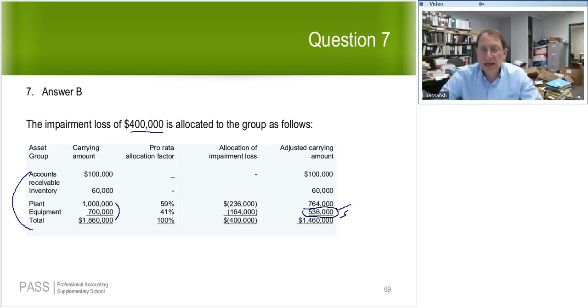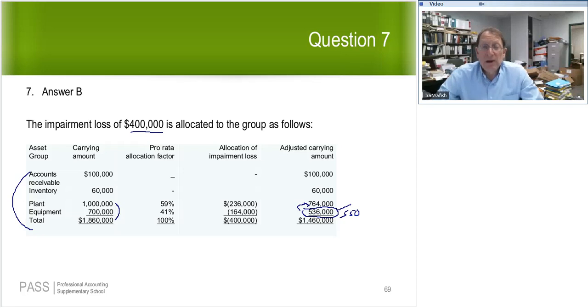So where does that extra 14,000 go? There's only one place it can go. It goes against equipment. So equipment's going to be what? 764 minus 14,000. So lo and behold, what's the answer? 750. That's the easy way. That's a shortcut way of figuring it out.